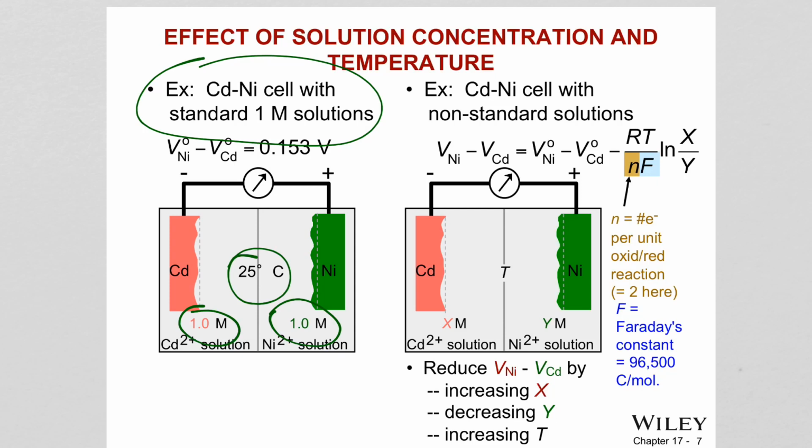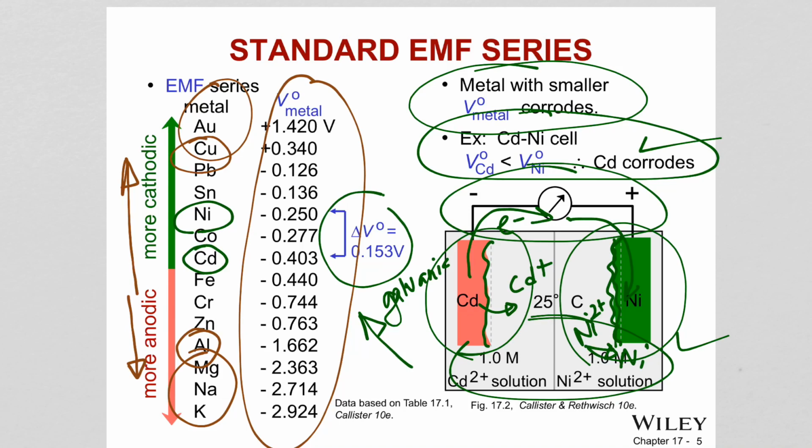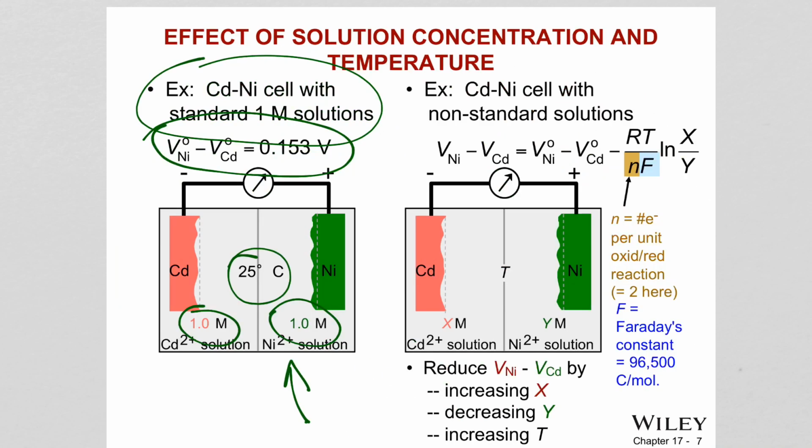So in this case, how are we going to measure this difference between electrode potentials? Because for standard electrodes, we know between the nickel and cadmium electrode potentials, the difference was, if you go back, 0.153 volts. Is it going to be the same if you have non-standard solutions? For example, you can have different molarities of cadmium and then nickel in the solution. So it will change, of course. So then how do we find it?